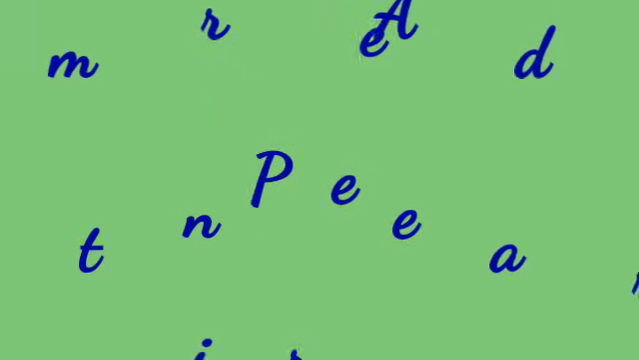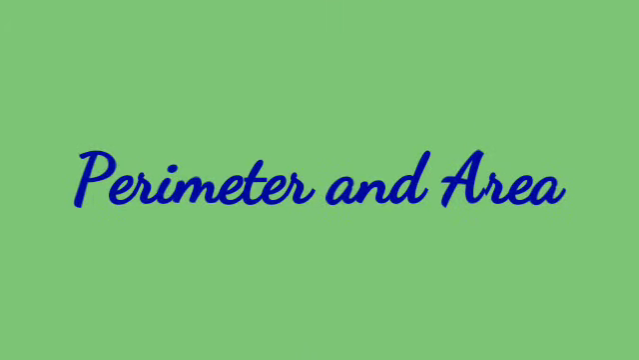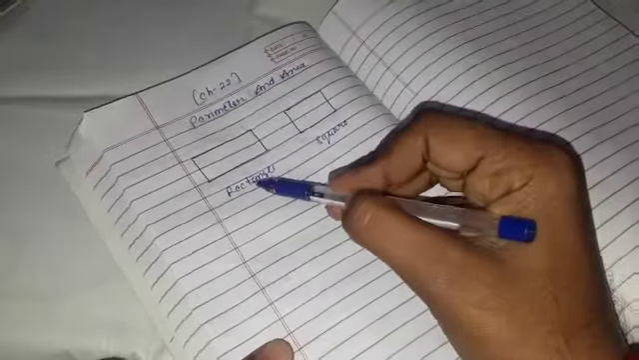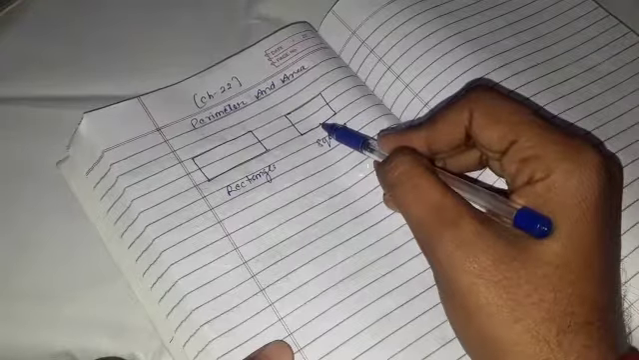Class, our today's new topic is perimeter and area. In this chapter we are discussing what is perimeter and what is area of any shape. First, I am talking about rectangle and square. You all know what is rectangle and what is square.